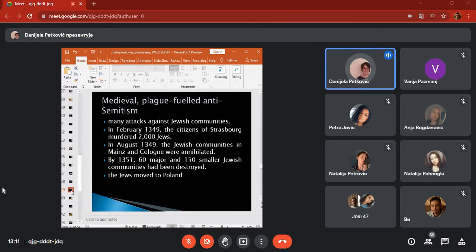So what we're talking about is one of the consequences of the plague, medieval anti-Semitism, which is fueled by the fear of the disease. In this period, many attacks against the Jewish communities are recorded, and they happened in France and, surprisingly, Germany. In February 1349, citizens of Strasbourg murdered 2,000 Jews. Citizens. So you become a killer because the fear is so great, because you need someone to blame. Just think about it.